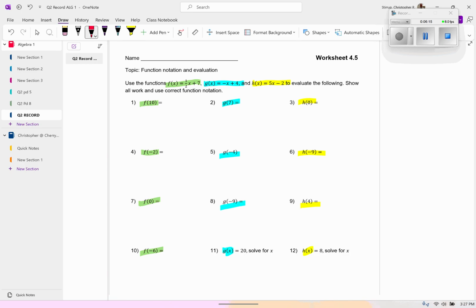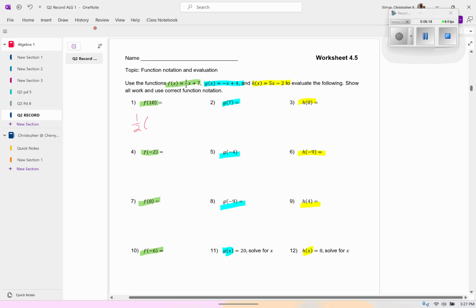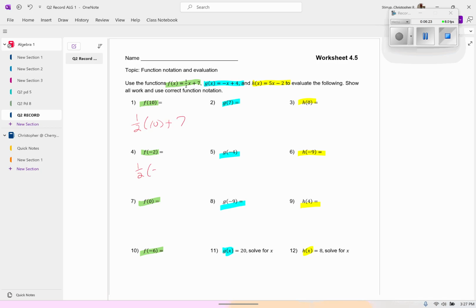So remember, I'm replacing the x. I'll go right down this list. 1/2 times -2 plus 7, 1/2 times 0 plus 7, and 1/2 times -6 plus 7. So half of 10 is 5, 5 plus 7 is 12. Half of 2 is 1, half of -2 is -1, so -1 plus 7 is 6. Half of 0 is 0, 0 plus 7 is 7. Half of 6 is 3, half of -6 is -3, so -3 plus 7 is 4.